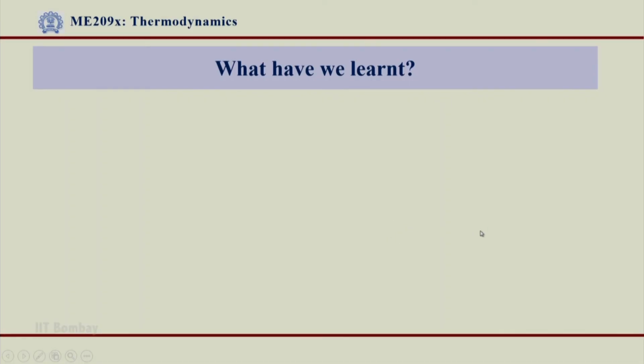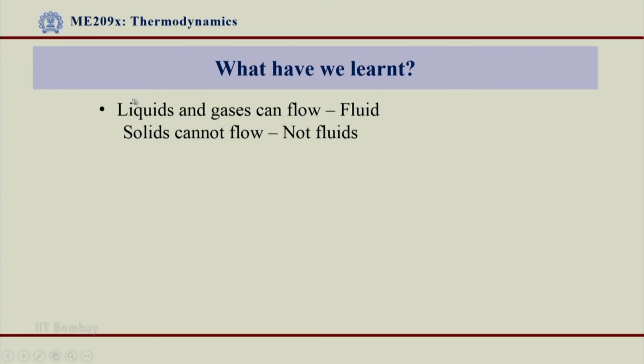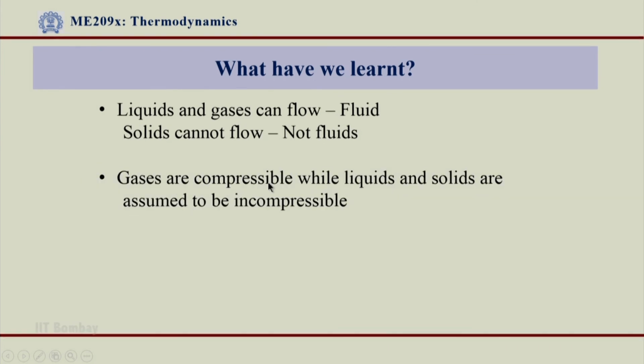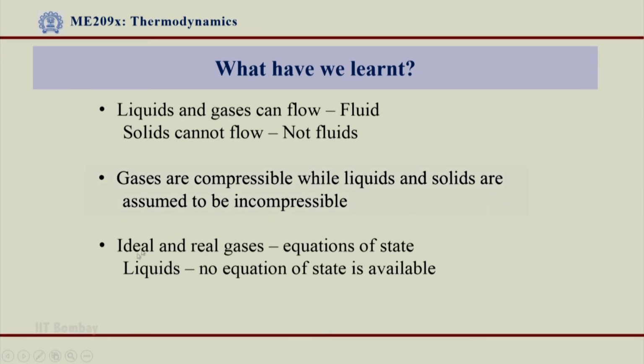So what have we learned in this introductory talk? We have understood that liquids and gases can flow, and that is why they are called fluids; the fluid definition is because liquids and gases can flow, while solids cannot flow and therefore do not qualify to be called fluids. Gases are compressible, while liquids and solids are assumed to be incompressible. We have also seen the difference between gases and liquids: for ideal and real gases we have equations of state, while for liquids we do not. And we also saw different applications of engineering fluids.